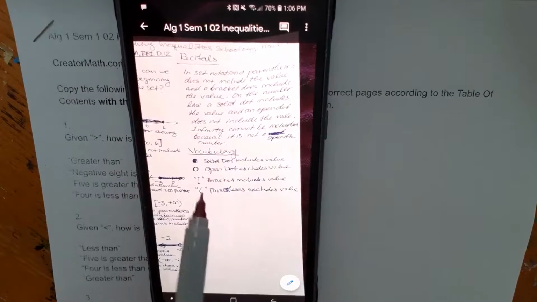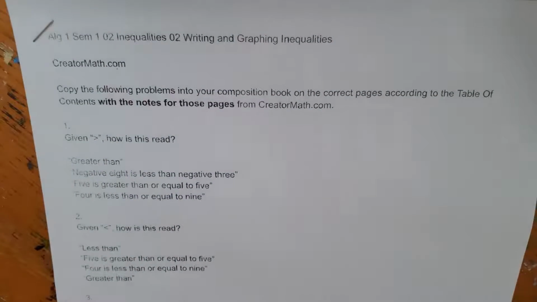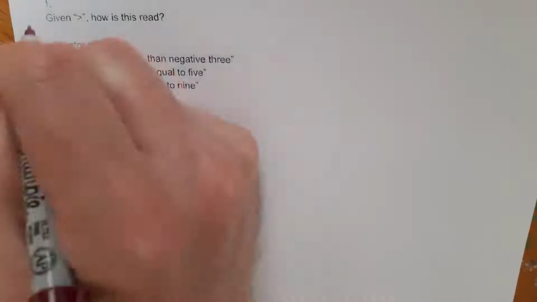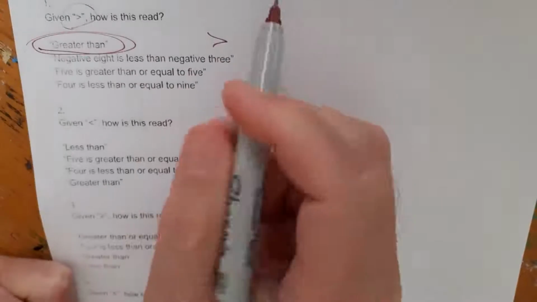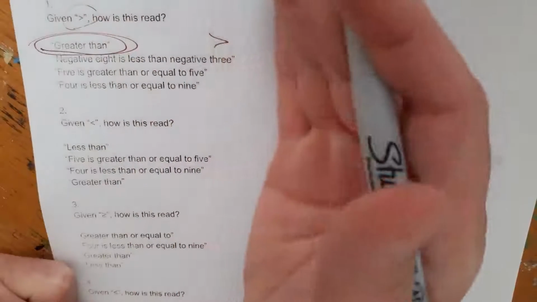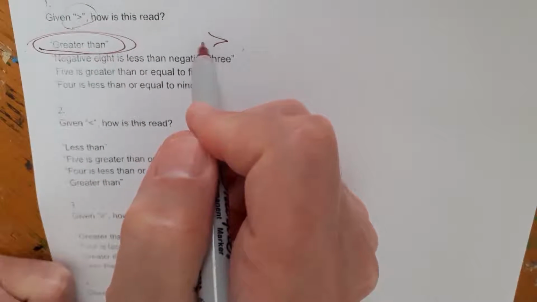Here's solid dot, open dot, bracket, parentheses. Review those. Put those in your notes. And let's look at the actual problem set for this lesson. Given this, how's it read? This is greater than. Okay. If the larger side is to the left, we read from left to right. So as we encounter this symbol, the larger side's open, so that would be greater than.